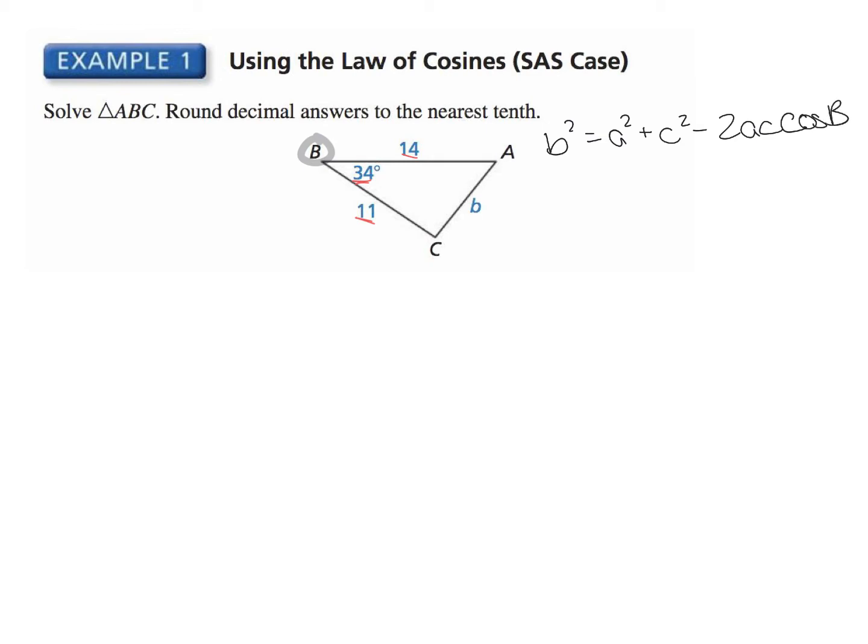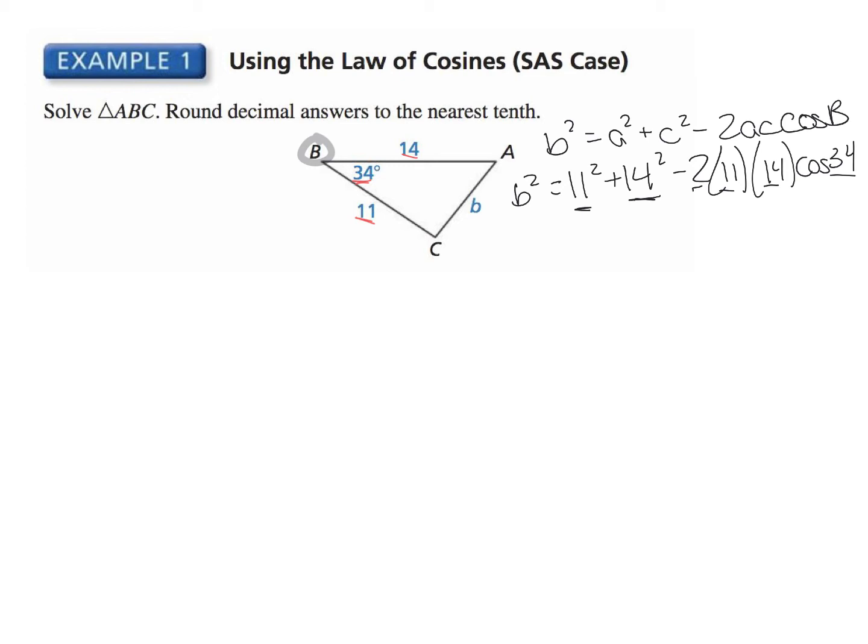So what we're going to do is we're going to fill in all those pieces. So b squared we don't know. A squared is 11 squared. C squared is 14 squared minus 2 times 11, 14, cosine 34. No matter what the sides are, what the angles are, if it's A, B, or C, it will always look like this. It will always be one of the known sides squared, the other known side squared minus 2 times known side, angle, if that's what you're working with in the side angle side case.